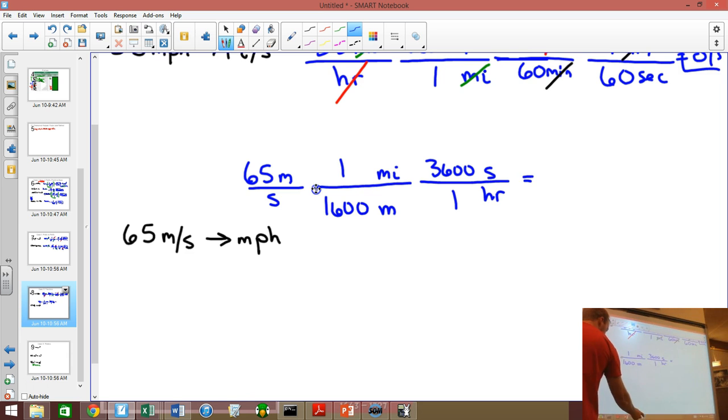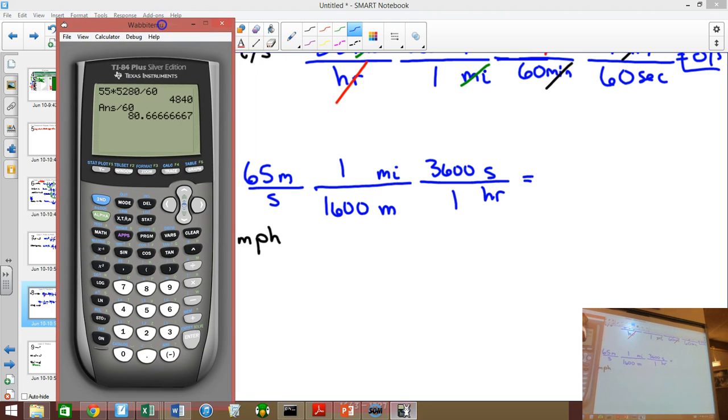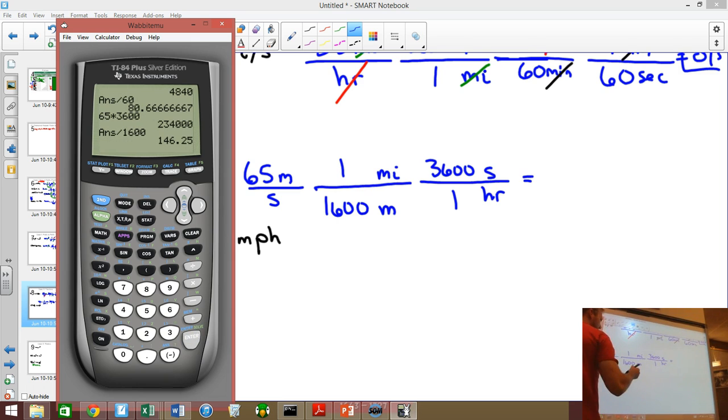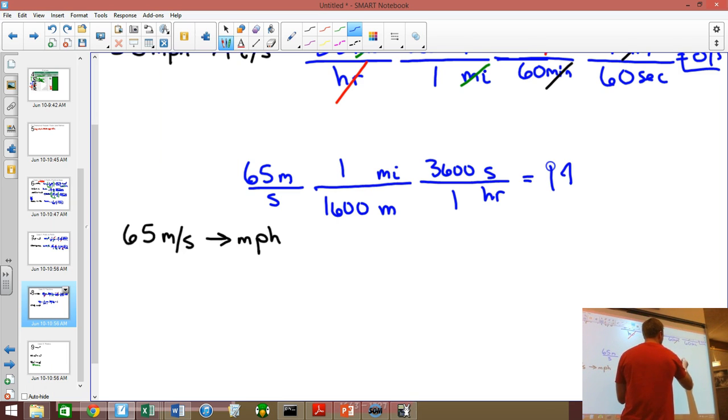So go back to the calculator. 65 meters per second. So I'm going to multiply by 3,600, and I'm going to divide by 1,600. And I get 146 miles per hour.